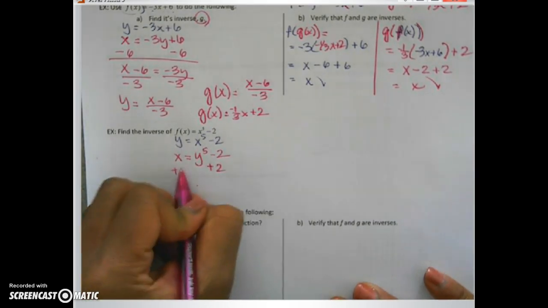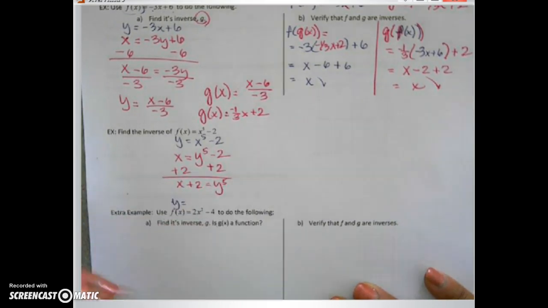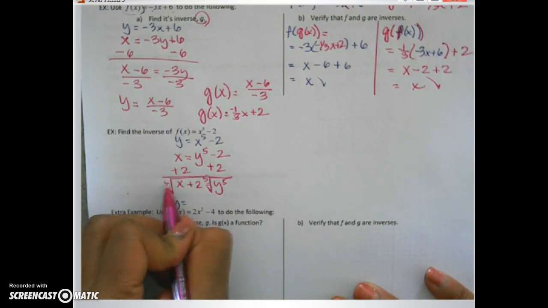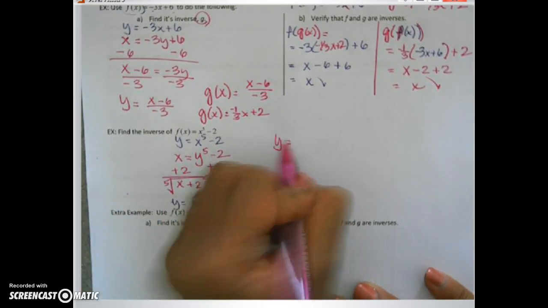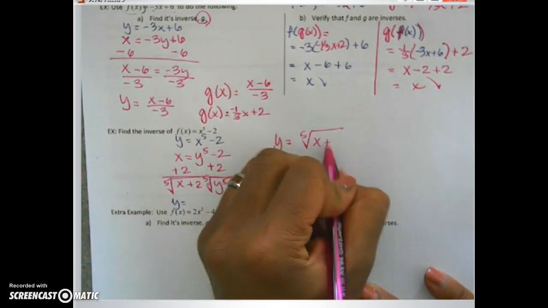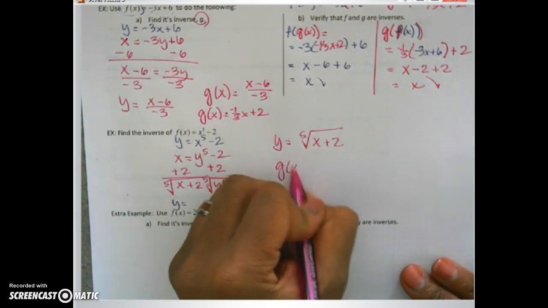I'll add 2. X plus 2 equals y to the fifth. To get rid of this fifth, I'm going to take the fifth root on both sides. So y equals the fifth root of x plus 2, also known as g of x.